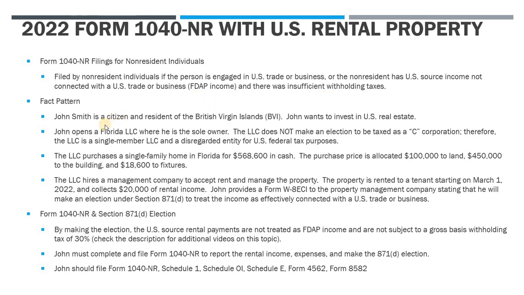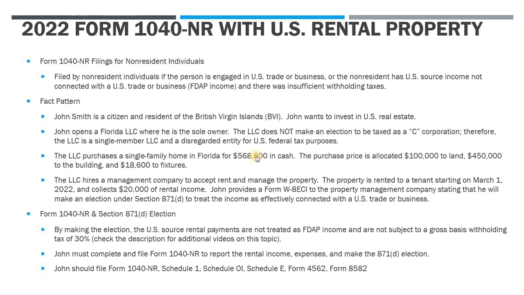So in our case, we're going to have a scenario where John Smith is going to be engaged in a U.S. trade or business and has ECI by virtue of having this U.S. rental property. So the fact pattern we've got here, we've got John Smith. He's a citizen and full-time resident of the BVI. And so John wants to invest into some U.S. real estate. So what John does is he opens a Florida LLC.